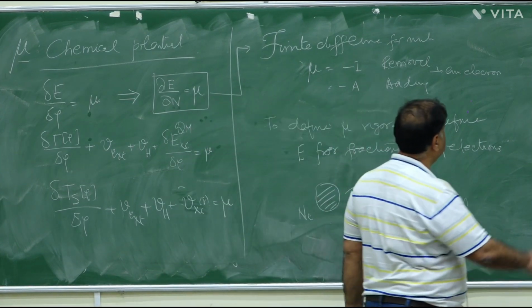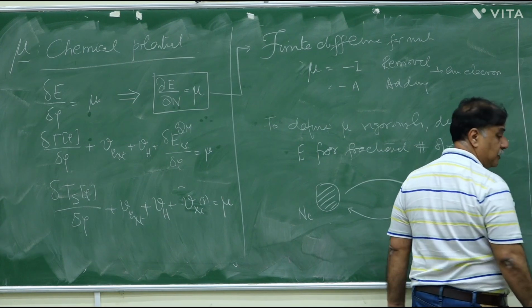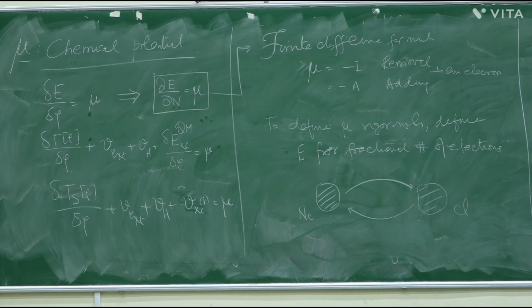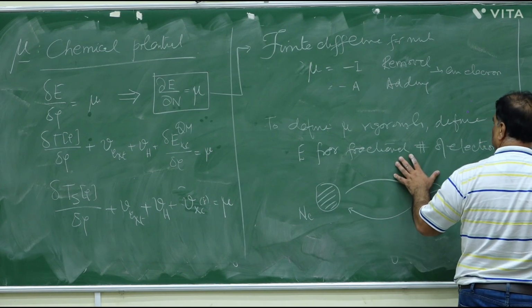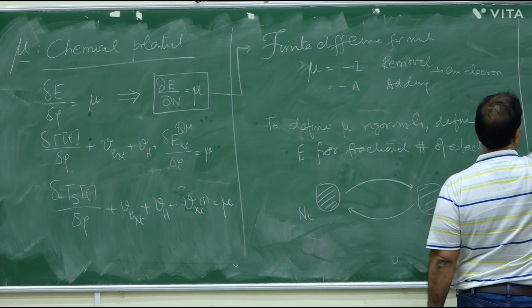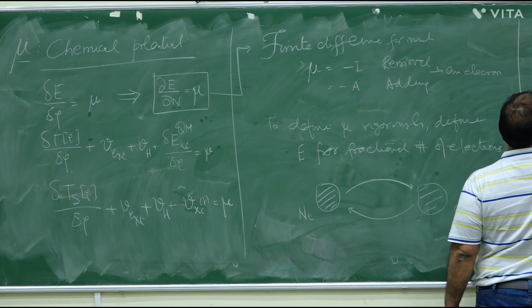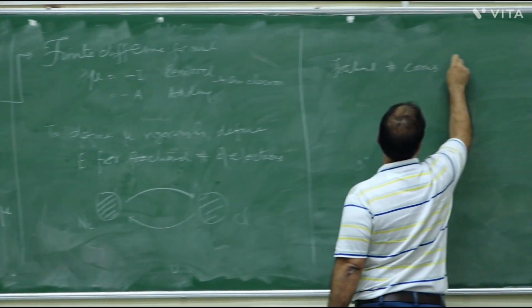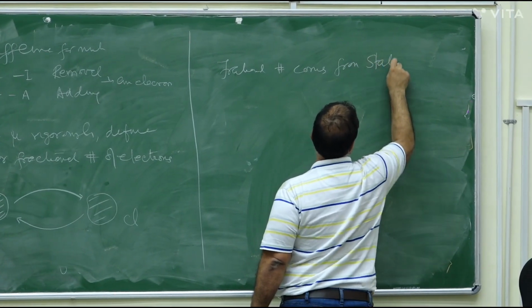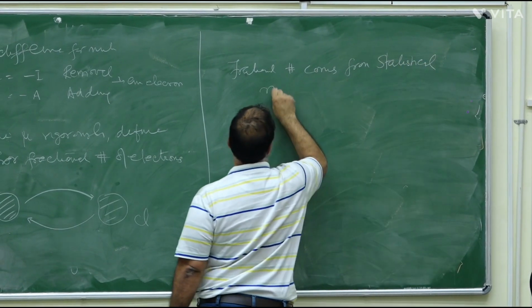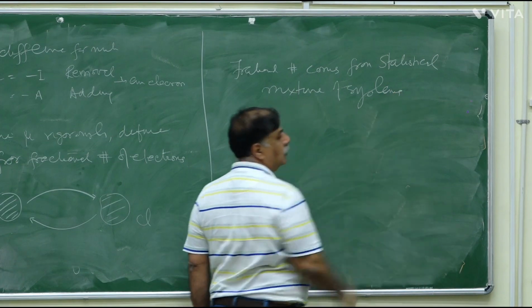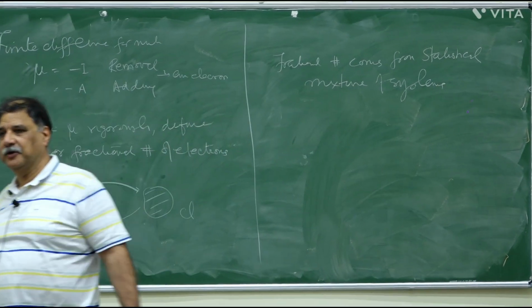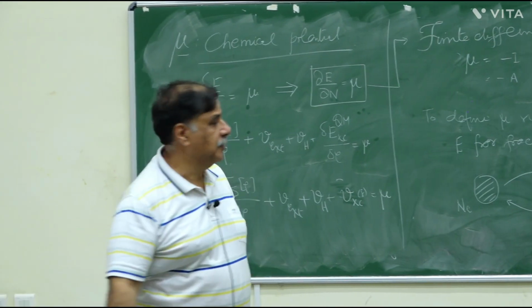Now this brings out a lot of stuff in DFT, because this is also ultimately related to the way you get band gaps in semiconductors. It's a very, very important concept. Now if you want to define E for a fractional number of electrons, the fractional number comes from a statistical mixture. That is the only way I can have a fractional number of electrons. I cannot have it any other way. Electron number is either 1, 2, 3, 4. So I have to have a statistical mixture.